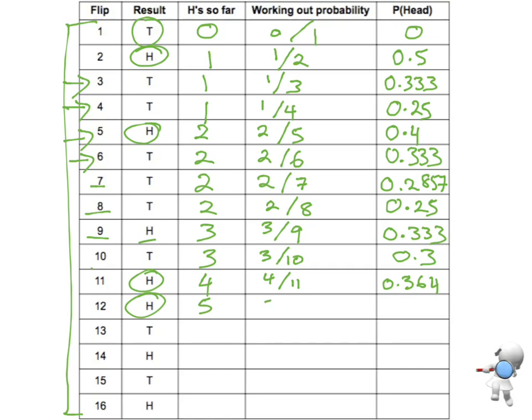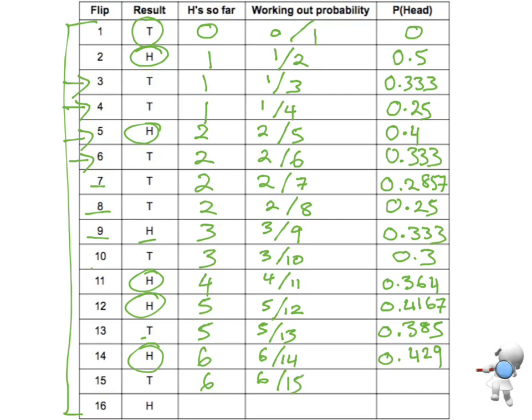The 12th one, I've got another head. So that means I've got 5 heads so far out of the 12 coin tosses that I have done. And that's a chance of 0.4167. Number 13 is a tail. So I haven't got any more heads, but I have tossed the coin now 13 times. So 5 out of 13 is 0.385. Number 14th toss is a head. So that is now, I've got 6 heads so far out of the 14 times we've tossed the coin. So 6 out of 14 is 0.429.